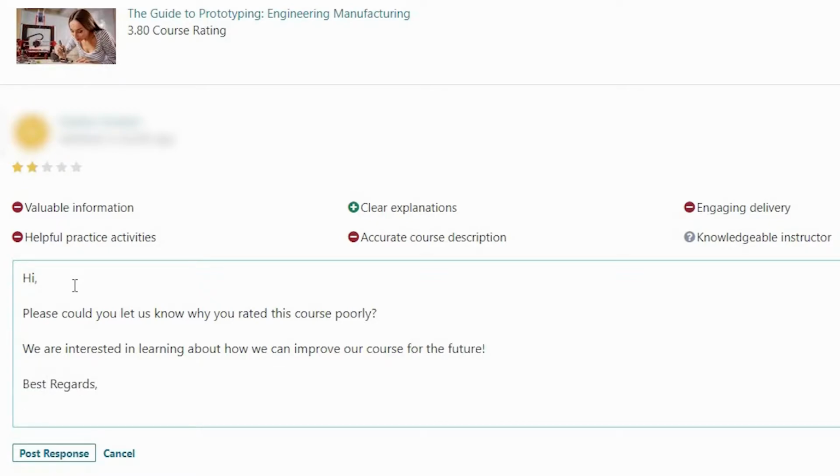That's something that would probably go down really well with a student reviewing your course. They might review the bad feedback and see, oh, the instructor's actually interested in seeing what's wrong and wants to improve. It might be better than having no response at all. You might not actually get a response from the person who left bad feedback, but it might be worth trying.